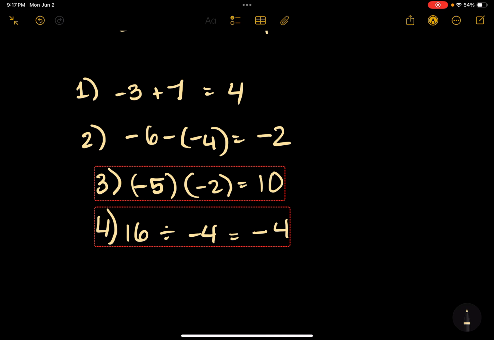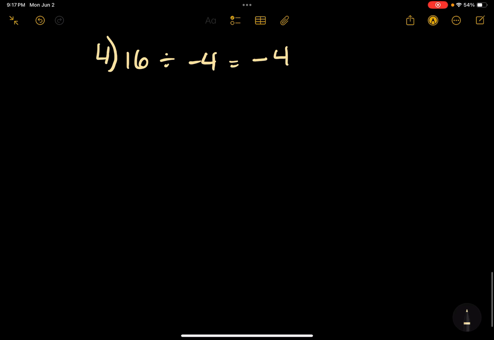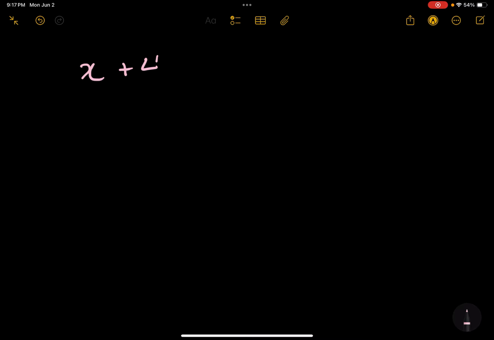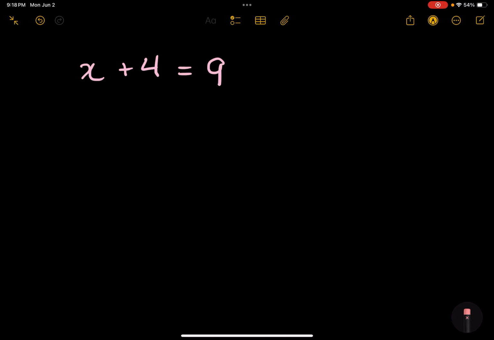So now let's get into solving our one-step equations. The goal is to get the variable by itself. So let's say we have x plus 4 is equal to 9. What are we going to do? You're going to have to take this positive 4 and somehow cancel it out. How are we going to cancel it out? Well, you can cancel it out by doing the opposite on both sides.